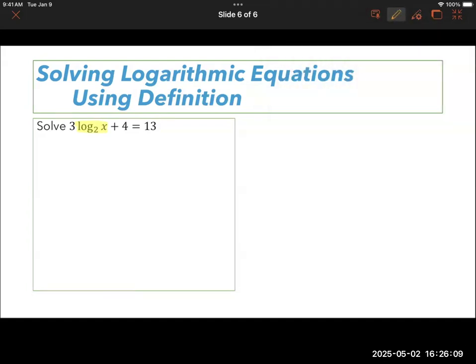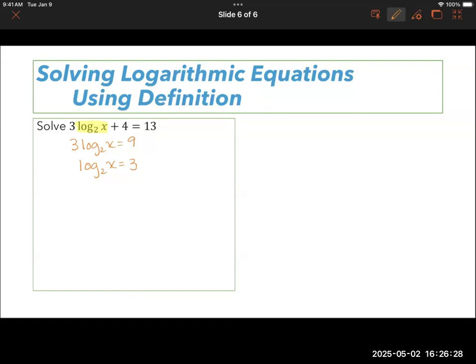So we are going to subtract that 4 first, and then we'll go ahead and divide by the 3 so that we get the log base 2 of x all by itself. And 9 divided by 3 is 3.